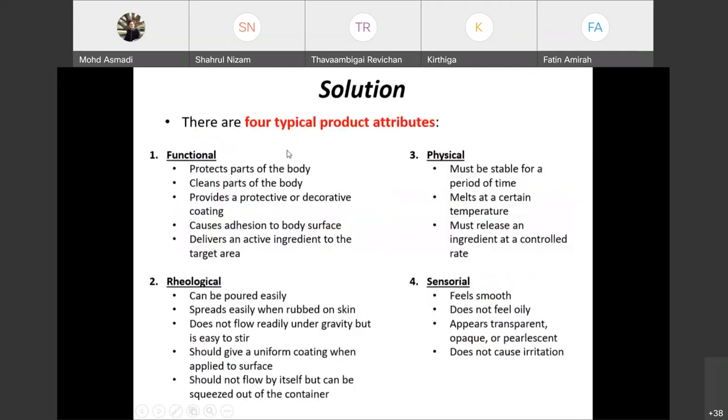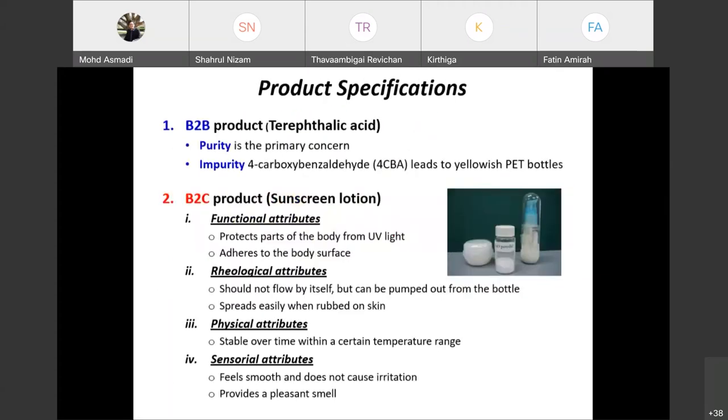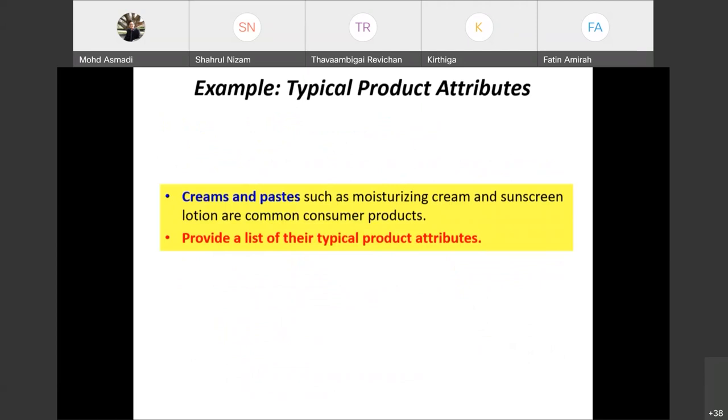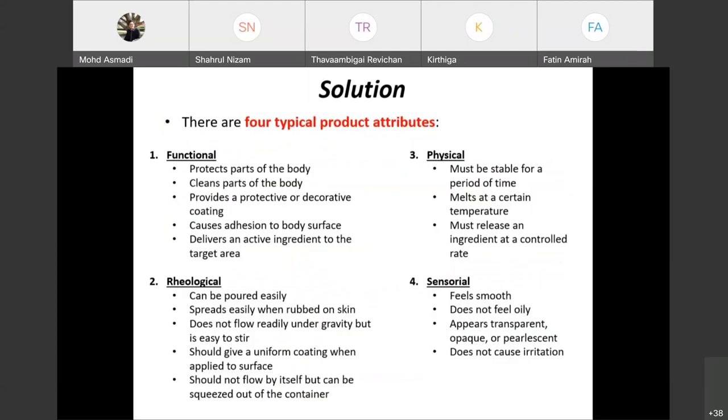This one is for the body, like lotion also, I think. Protect part of the body, cleans part of the body, cause adhesion to the body surface, delivers an active ingredient to the target area. I think a cream is mostly like a prescription or medicine. Rheological: can be poured easily, similar to lotion. It is easy to use when you apply it from the bottle, and should give a uniform coating when applied to the surface.